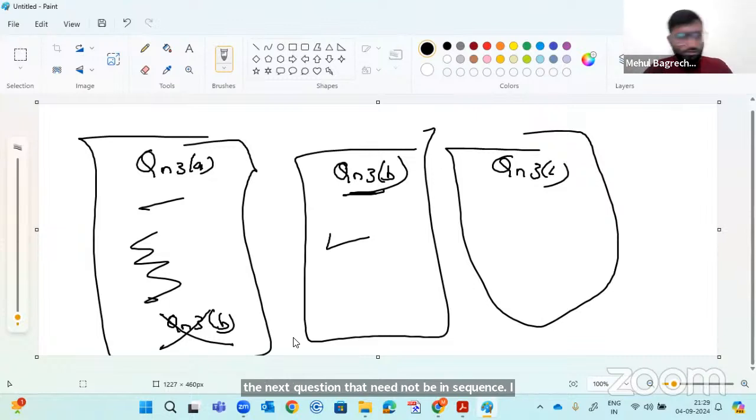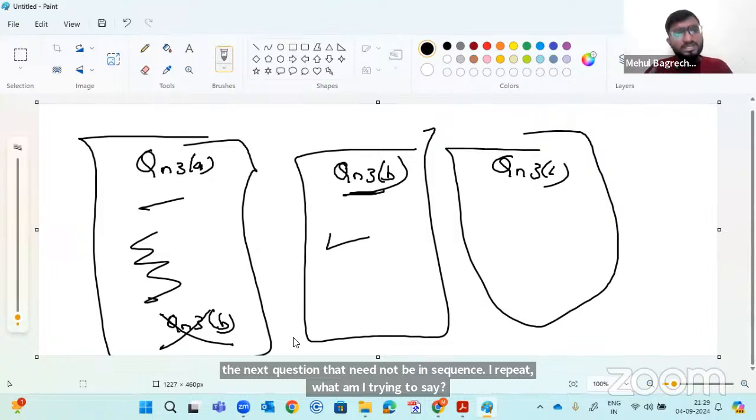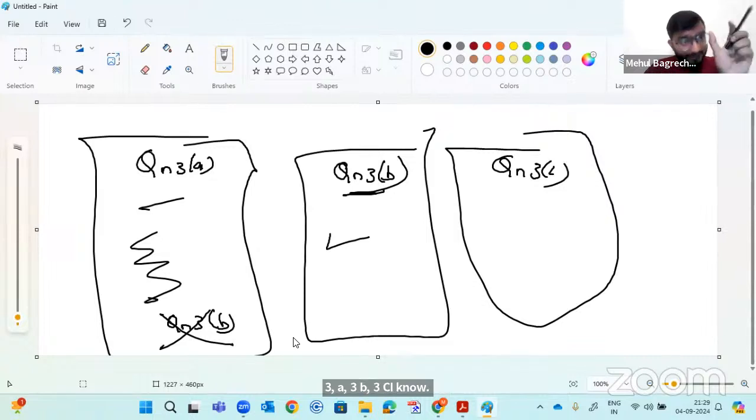3A, 3B, 3C, I know. 4A, 4B, 4C, I want to write. So should I leave pages now, or can I write it later on after 5? 100% you can write after 5A, 5B, 5C. Acceptable. Not an issue at all.